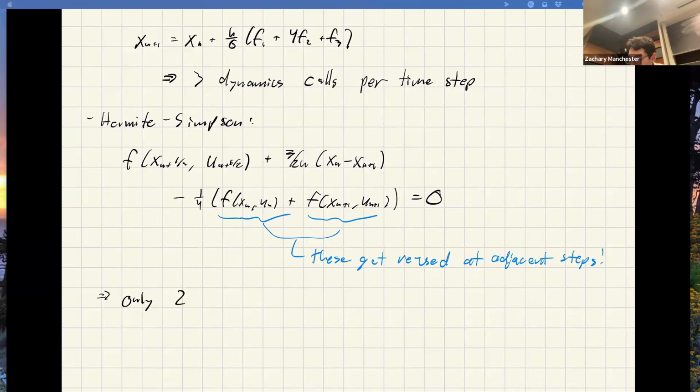This is only really 2 dynamics calls. And the overall message is that most of the time in these methods, the dynamics calls and the dynamics Jacobian evaluations are one of the most expensive pieces of the whole thing. So this can be 30 to 50% savings in compute, which is kind of a big deal.